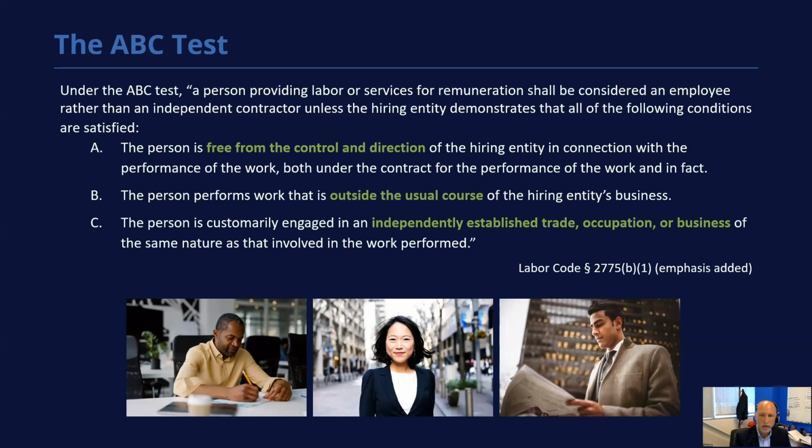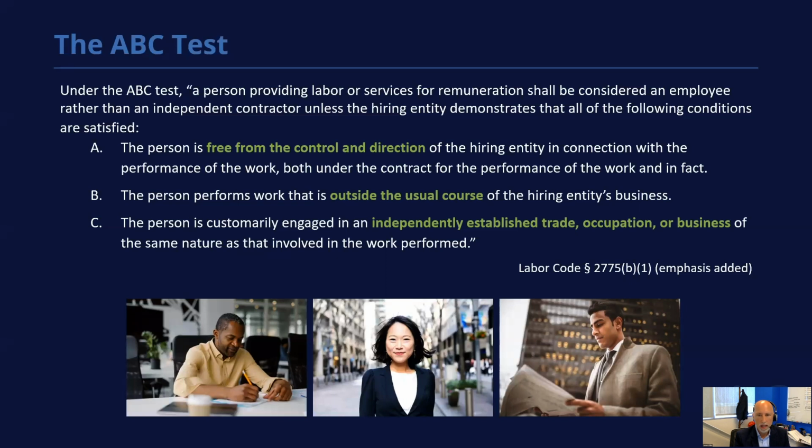There are three conditions that need to be met. A, the person is free from the control and direction of the hiring entity in connection with the performance of the work, both under the contract for performance of the work and in fact. B, the person performs work that is outside the usual course of the hiring entity's business. And C, the person is customarily engaged in an independently established trade, occupation, or business of the same nature as that involved in the work performed.